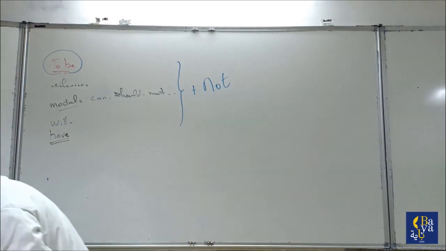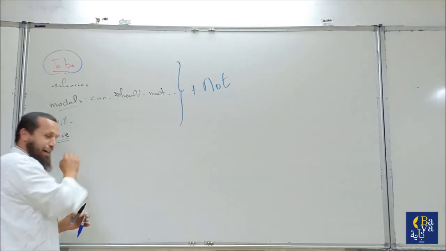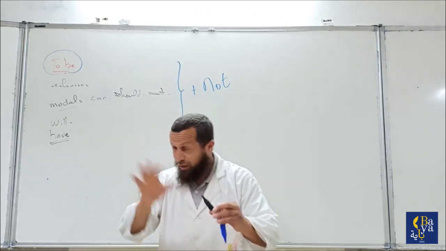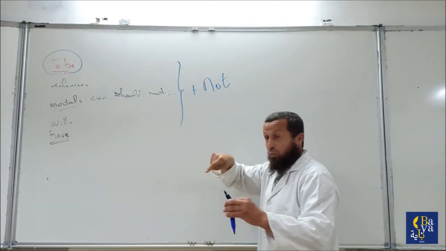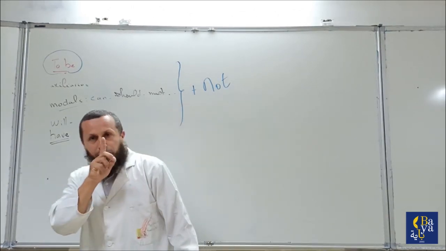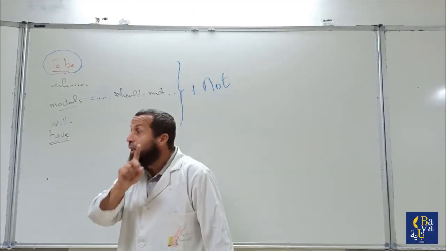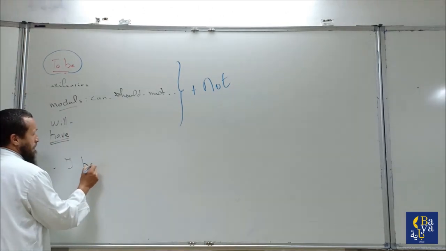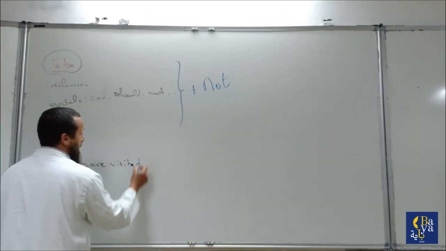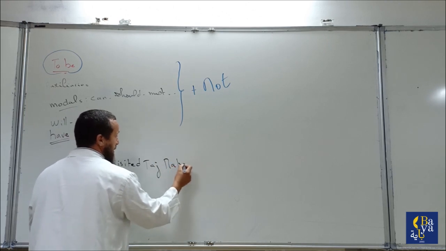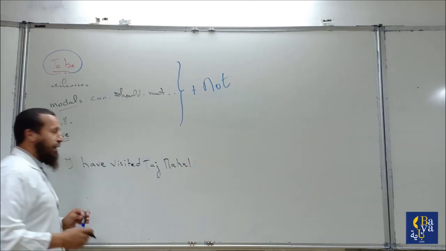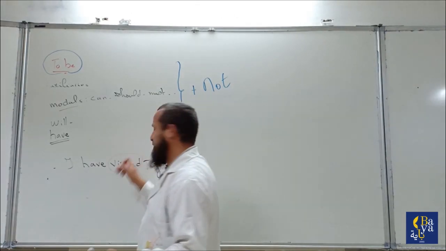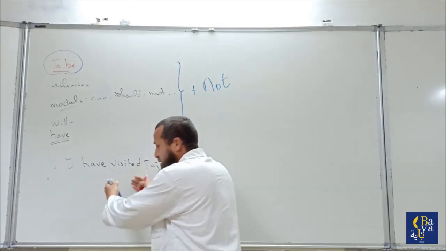I told you that we have a problem with the verb have. Have can be in negative form with not only if it is an auxiliary. Like, I have visited Taj Mahal. The main verb is visited. Okay, the main thing in this sentence is visiting.